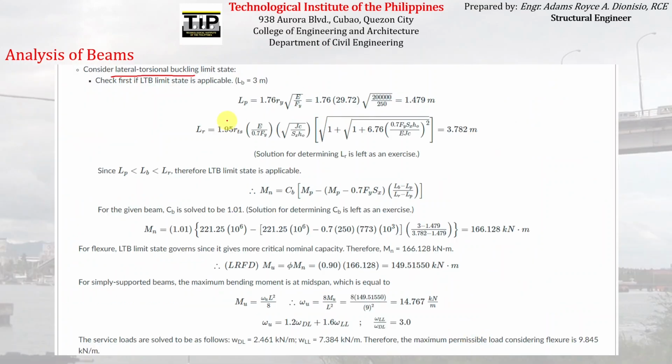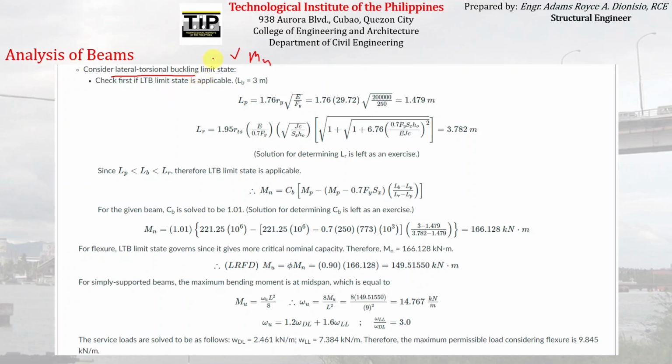But again, we still have a lateral torsional buckling limit state to be checked. So how do we check the moment capacity for lateral torsional buckling? How do we check the maximum bending moment that will ensure that there will be no lateral torsional buckling? Again, for lateral torsional buckling, we are mainly concerned with the unbraced length. The moment capacity is actually dependent on the unbraced length.